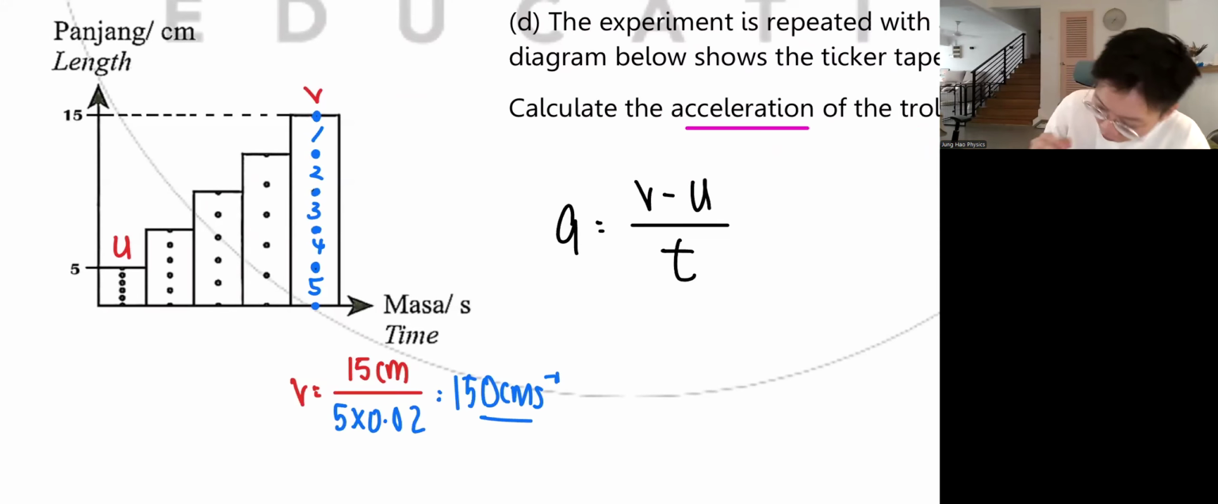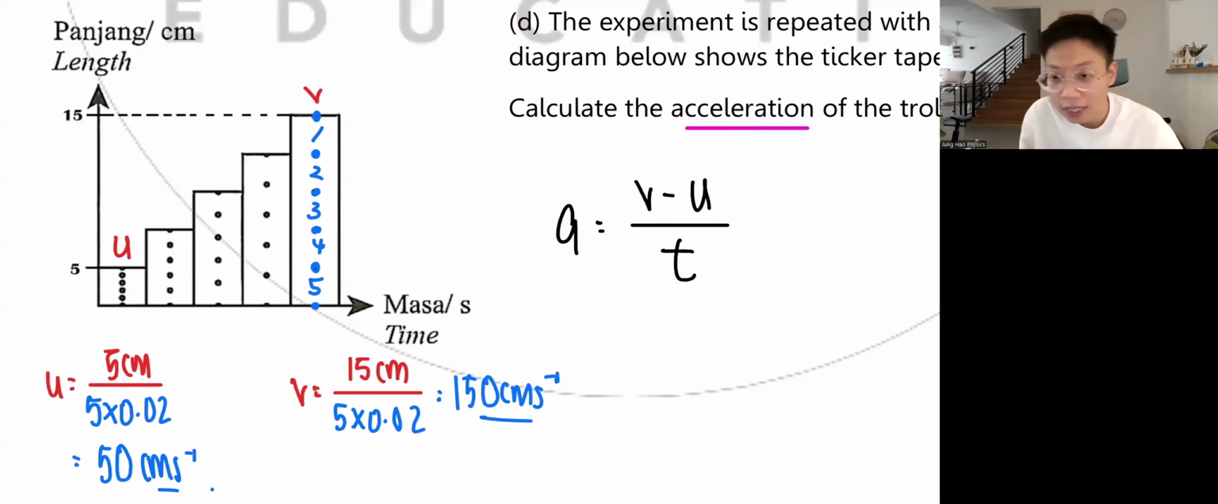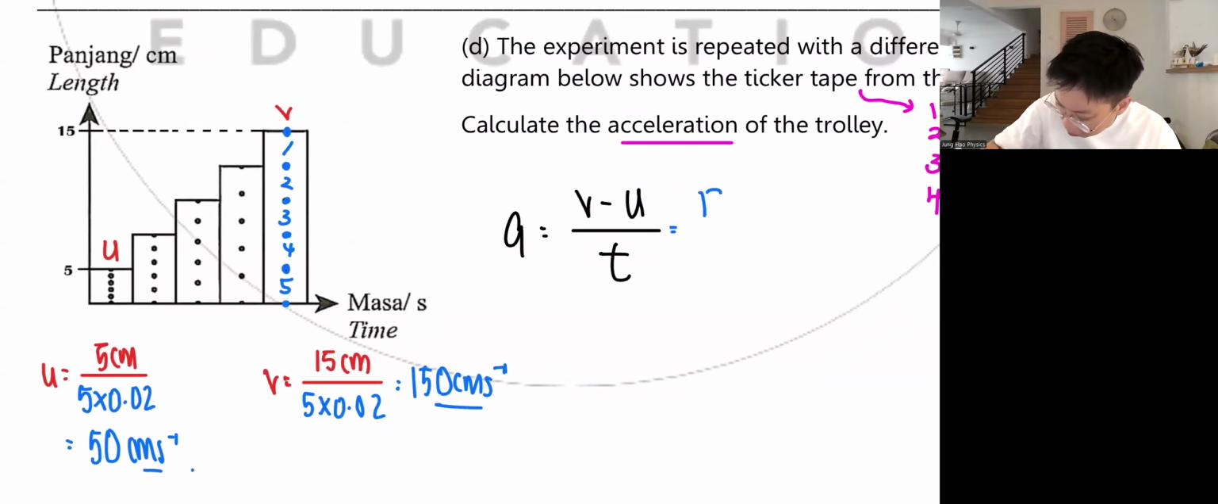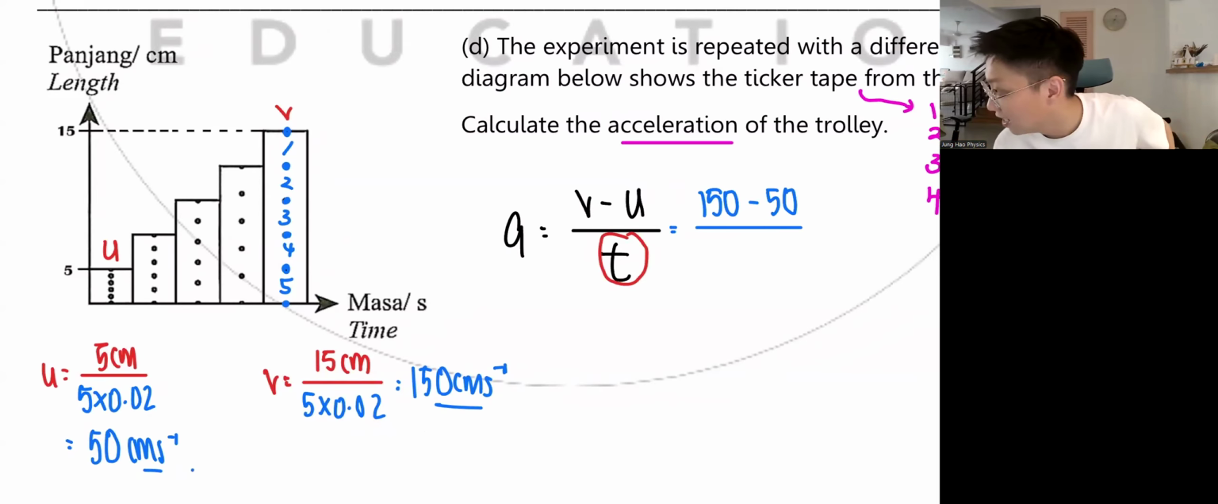What about my initial velocity? My initial velocity will be 5 cm divided by 5 multiplied by 0.02, giving me 50 cm per second. The problem here is how do you find the acceleration? If you take 150 minus 50, how do you calculate the time taken? Does anybody want to answer this last question for today?